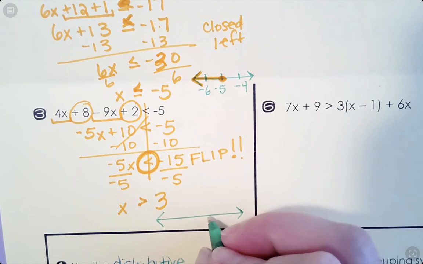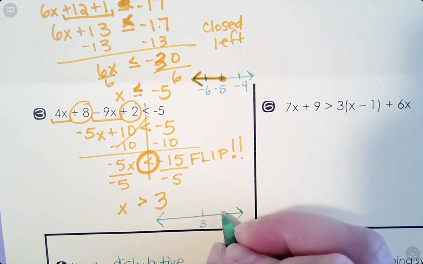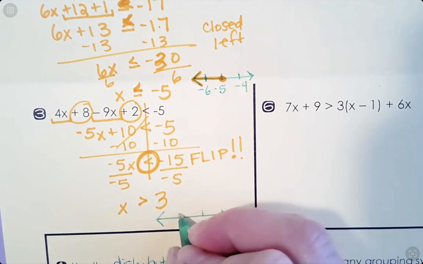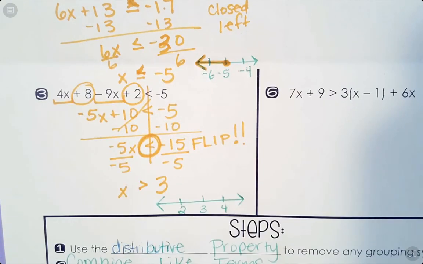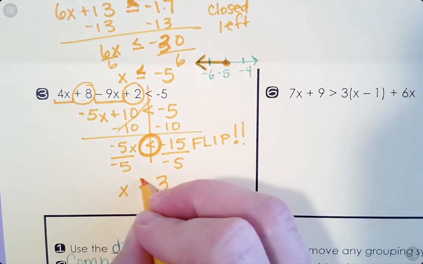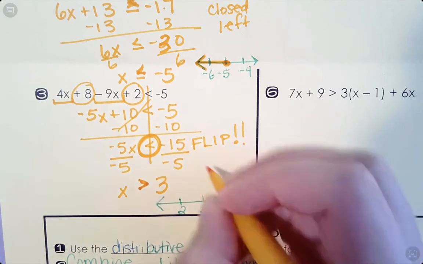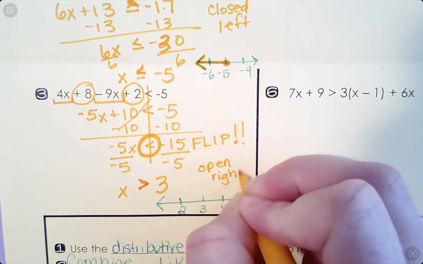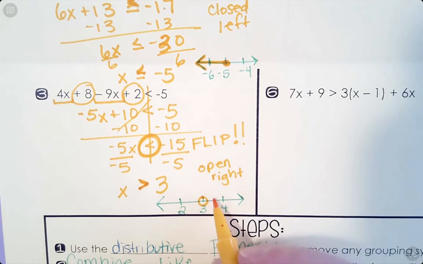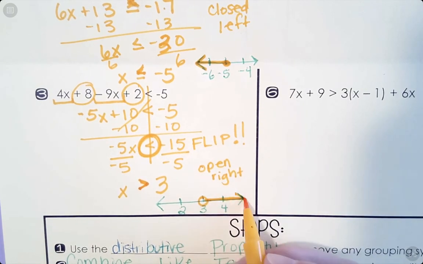So we do our line. So we have 3. To the right would be 4. To the left would be 2. So it's a greater than symbol. So it's open. It's going to go right. So open and right.